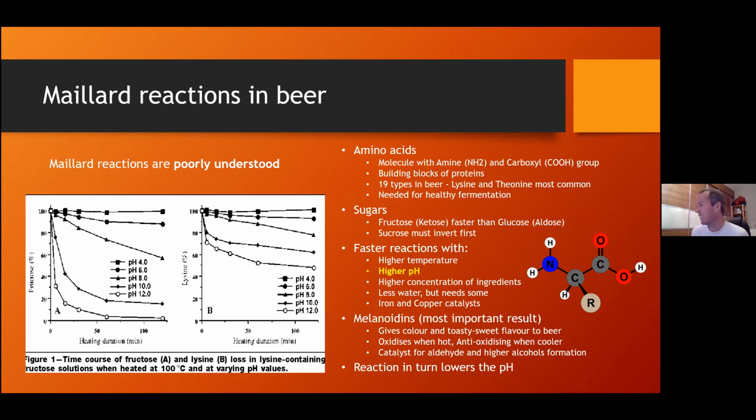They give color and toasty flavor to beer. They also oxidize easier when hot, but they've got an anti-oxidizing effect when cooler. And we'll talk about beer aging and all these reactions as well. They also are a catalyst for high alcohols. You only get melanoidins in dark beer.